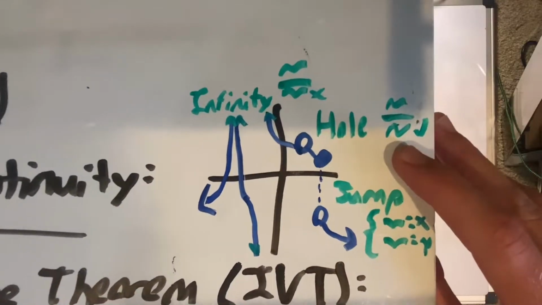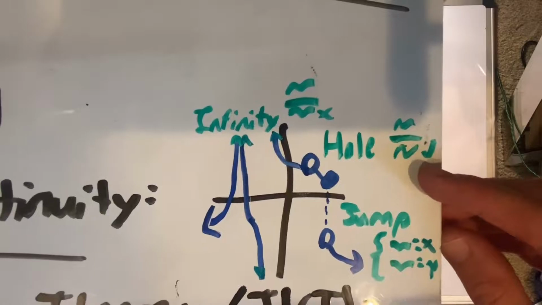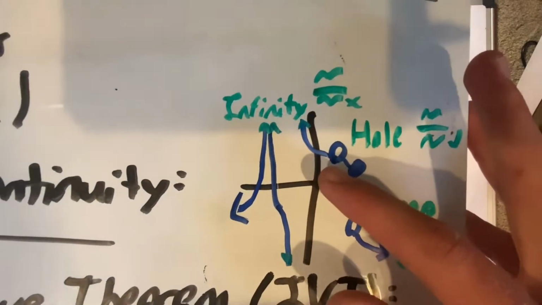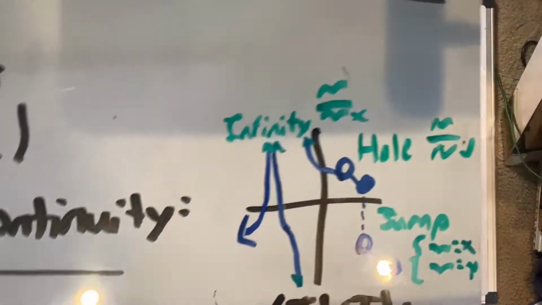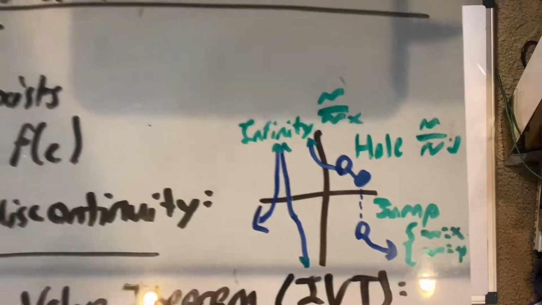And you get a hole when you have a rational function where the denominators do cancel out, which means you can find the limit of it, but you can't find the value of it. For infinity, you can find the limit of it, but you can't find the value of it. So that means we're breaking one of these.